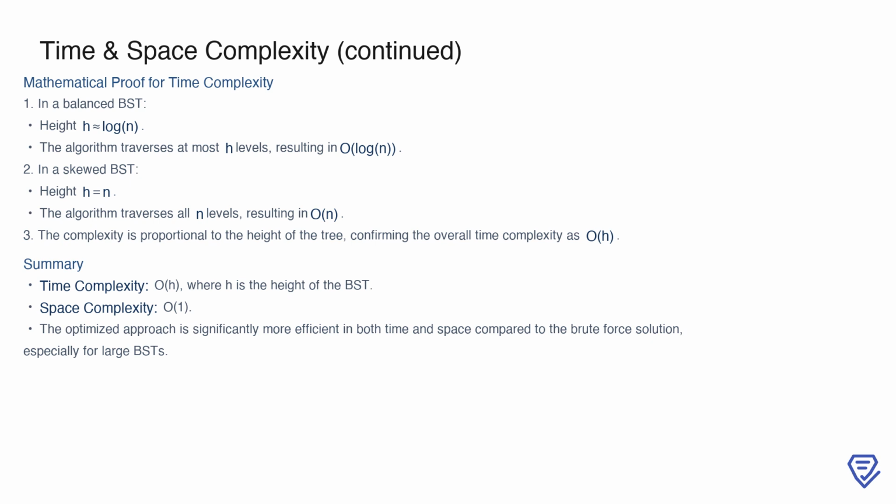On the other hand, in a skewed binary search tree, where all nodes have only one child, the height h equals the total number of nodes, n. In such cases, the algorithm traverses all n levels, giving us a time complexity of O(n). Overall, the complexity is directly proportional to the height of the tree, which is why the time complexity is expressed as O(h). In summary, the optimized approach achieves a time complexity of O(h), where h is the height of the tree, and a space complexity of O(1).